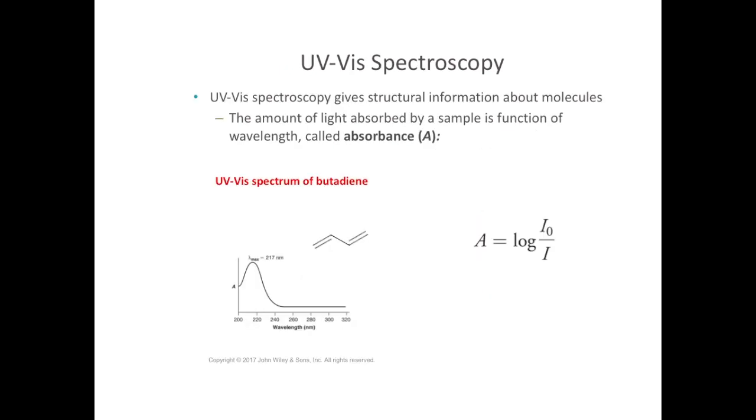We can use UV-vis spectroscopy to gain structural information. The amount of light absorbed by a sample is a function of its wavelength and is called absorbance. And so here we would see a particular UV-vis spectrum of butadiene. So this point, that's the peak of the curve, is called lambda max. So that would be the wavelength of light that butadiene absorbs the most.